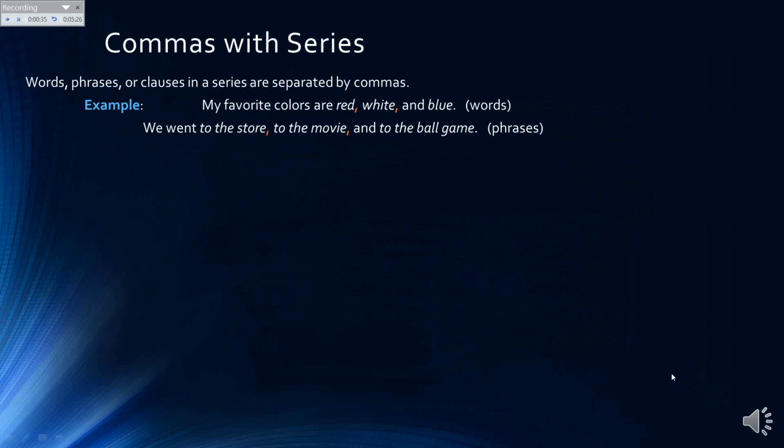Here's another example. We went to the store, to the movie, and to the ball game. These are phrases, but notice that they all are prepositional phrases. You could not have a couple of prepositional phrases and then throw in an infinitive phrase. They all have to be the same if it's a series.